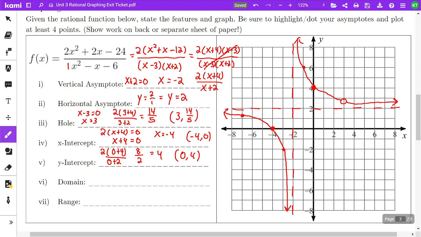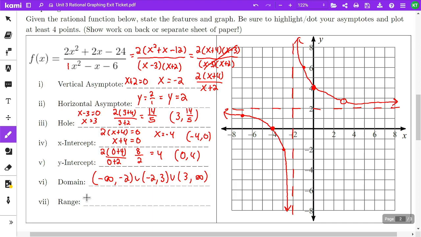And now let's do the domain. So I'm going from left to right, looking out for where my x cannot equal, so that would be my asymptotes and my holes. So I'll start with negative infinity comma my first asymptote at negative 2. So negative infinity to negative 2, union, negative 2 to, we keep going, we reach our hole at x equals 3. So negative 2 to 3, union, 3 to infinity.